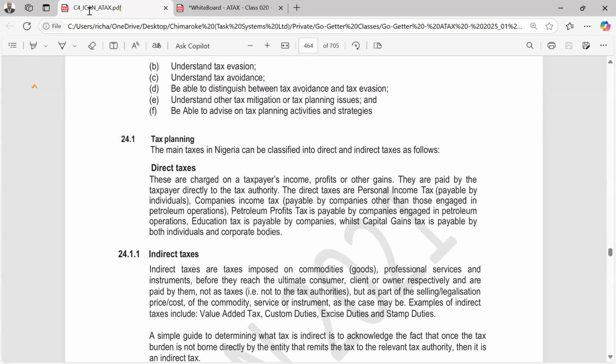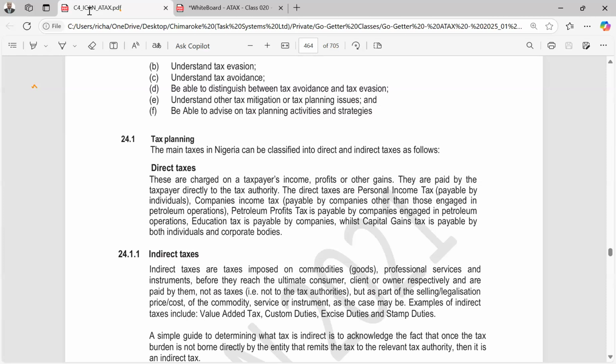What is tax planning? Tax planning simply means planning ahead of paying your taxes. It means arranging your affairs in advance so that you will pay your correct tax. The main taxes in Nigeria can be classified into two classes known as direct taxes and indirect taxes.